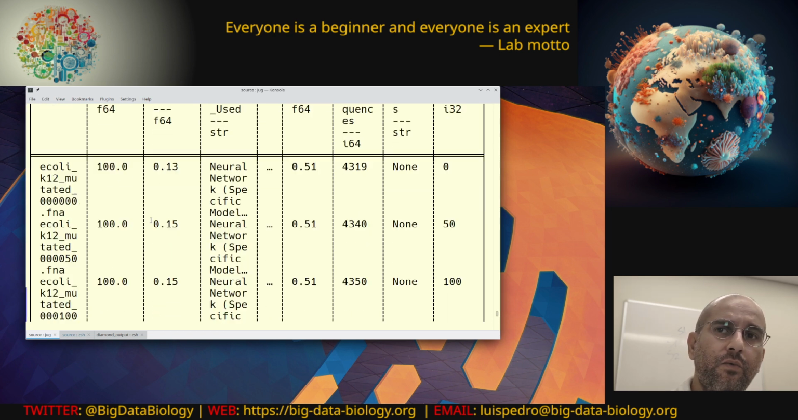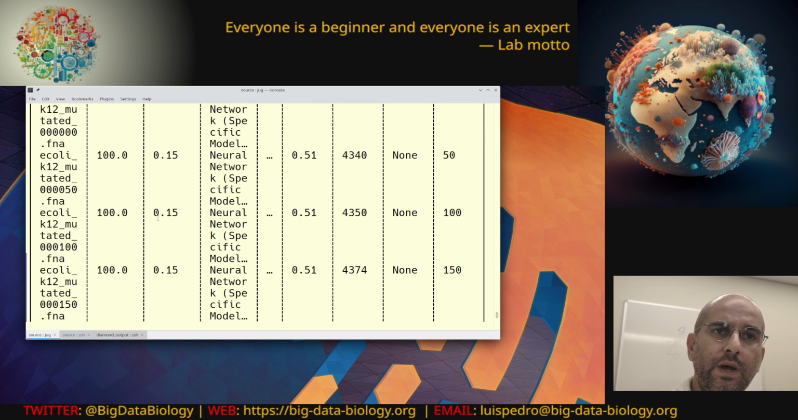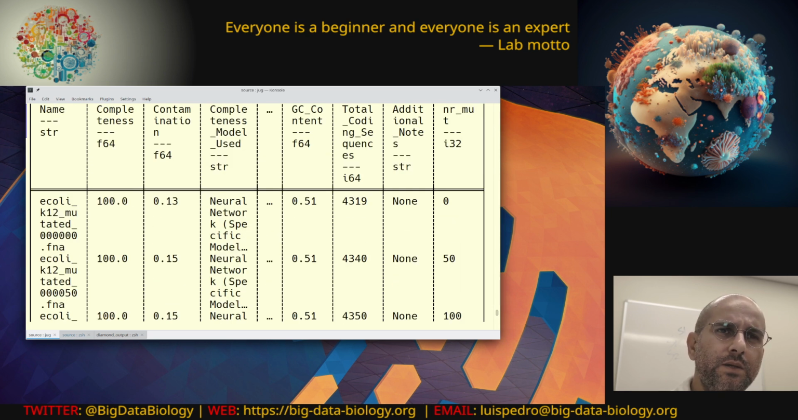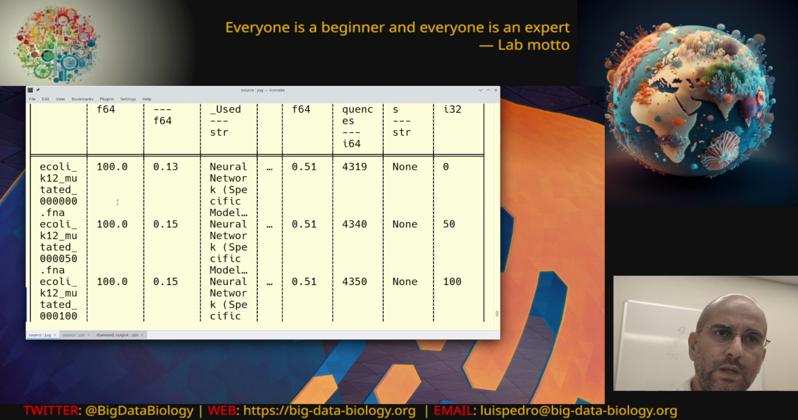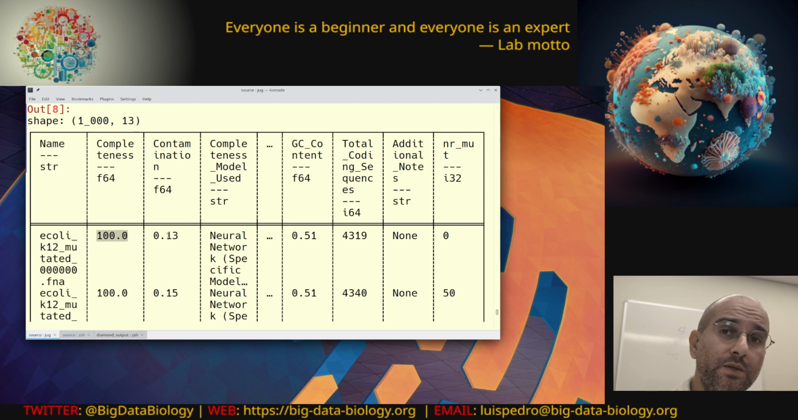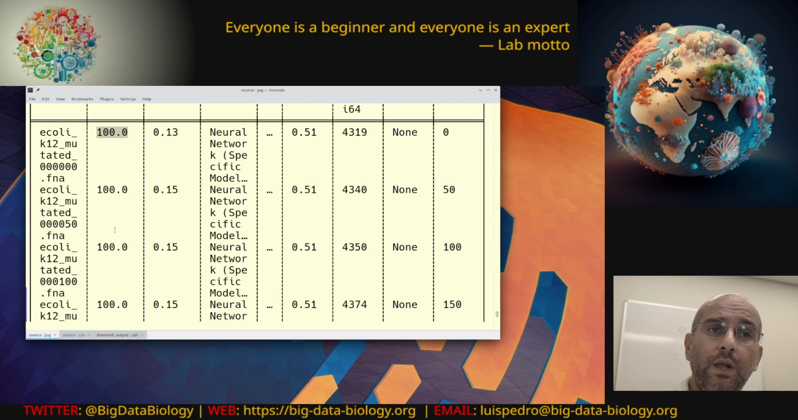E. coli K12, and then at 50, 100, etc. And you can see here that at 100 it's still 100% complete, with almost no contamination. I mean, this should have zeros. This would be 100 and 0. And it works quite well.